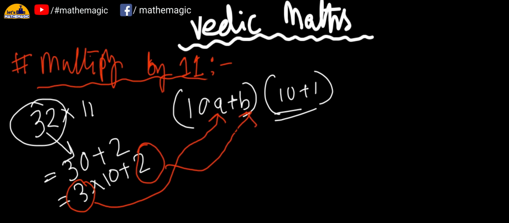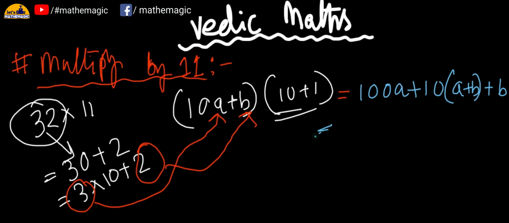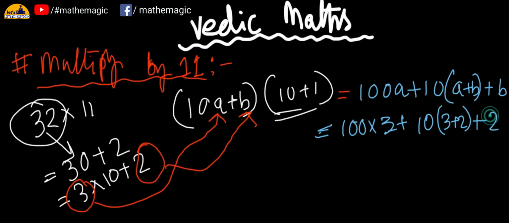Okay, and if I am simplifying this result, it will be coming out like 100a plus 10 into, that means within the first bracket I am writing a plus b, and ultimately plus b. Yes, now you put all the numbers, a equals 3 and b equals 2. So 100 into 3 plus 10 into 3 plus 2, and lastly plus 2. So after calculation you will be getting 352 only. So this was the principle behind this formula.